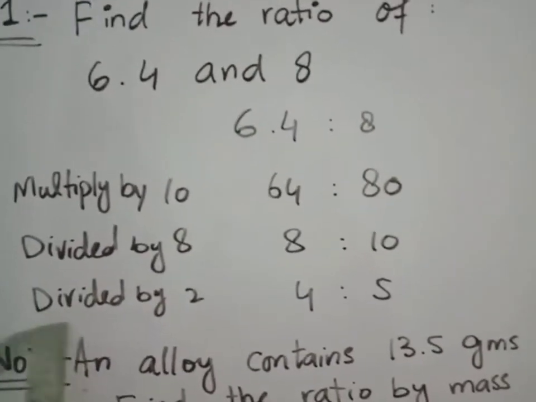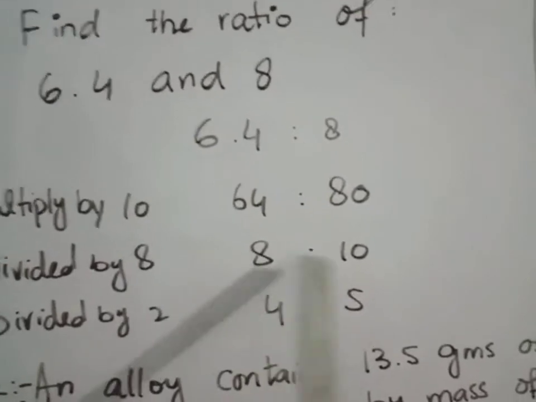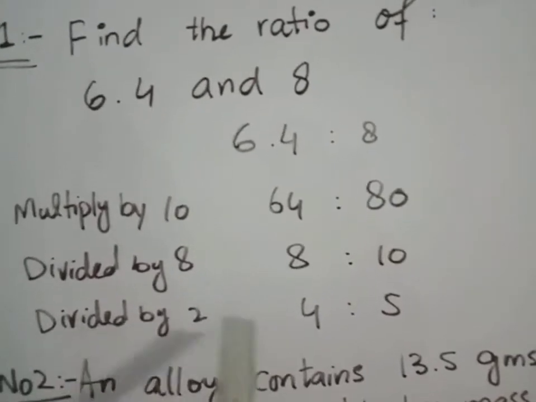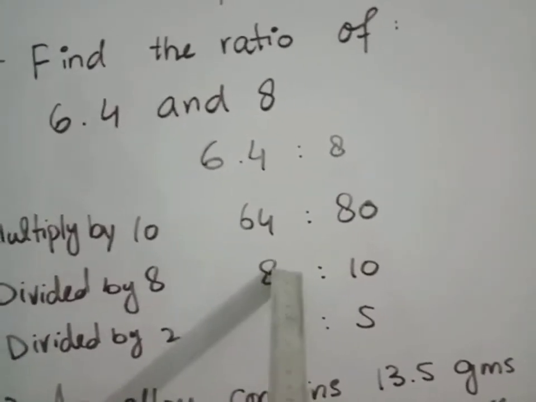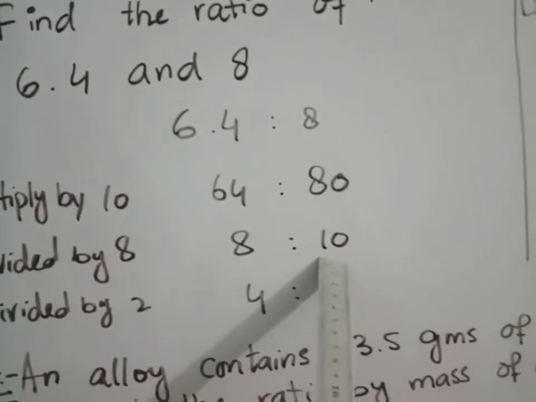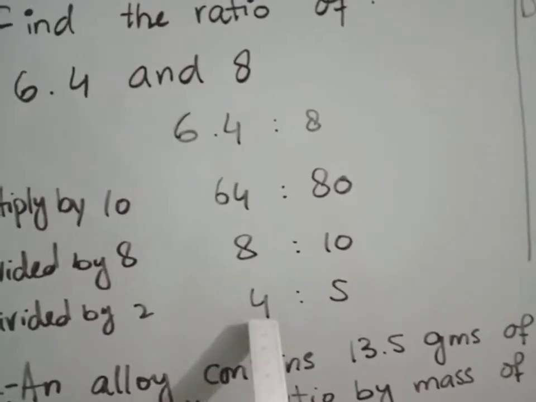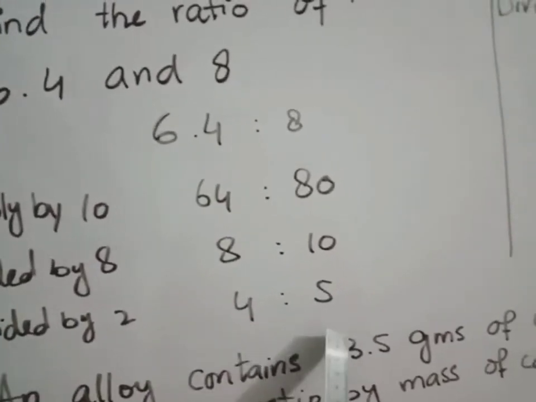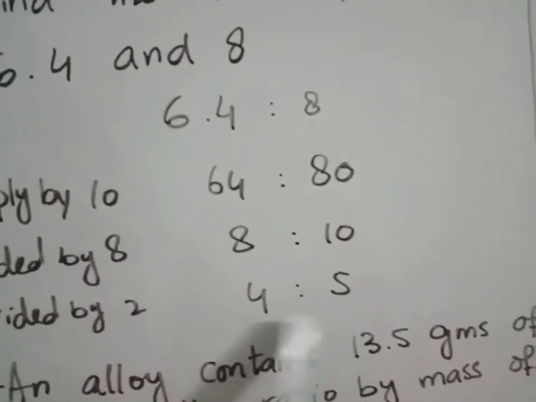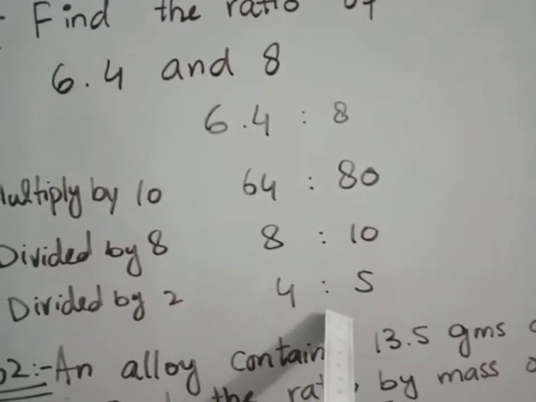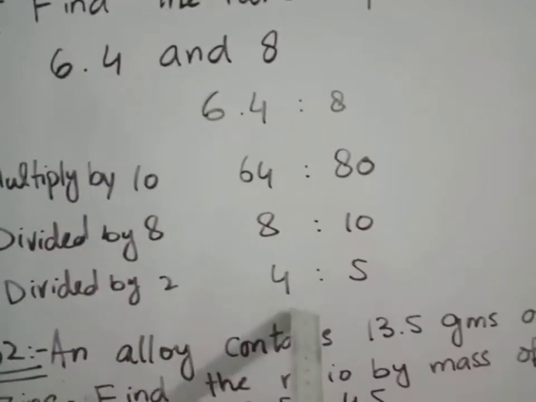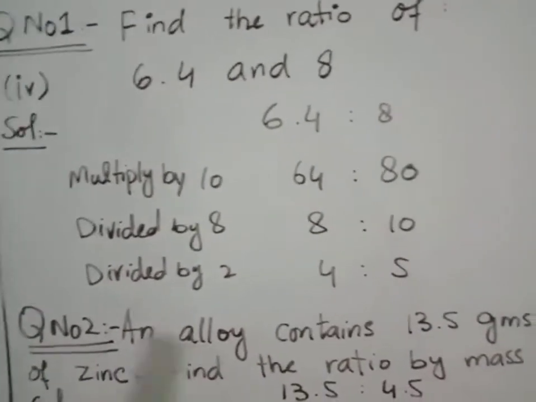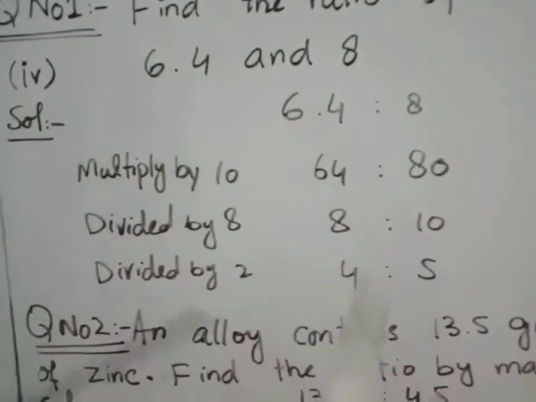Now you can divide both values by the same number again. Divided by 2: 2 4s are 8 and 2 5s are 10. So 4 ratio 5. These two numbers are not divisible by the same number, so this is our answer. This is the final ratio, the simplest form of this question. 4 ratio 5 is the answer for 6.4 and 8. You will do the other parts of this question the same as this.